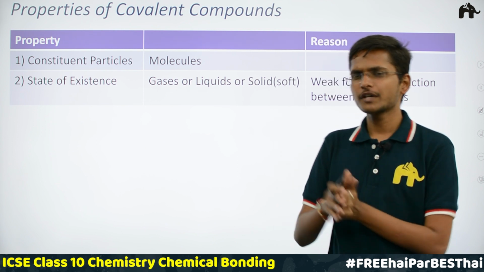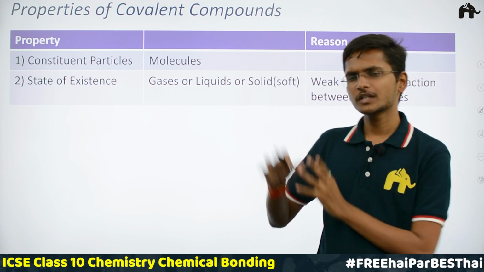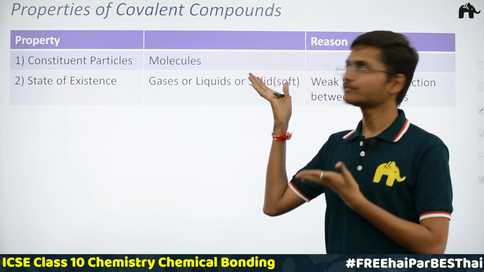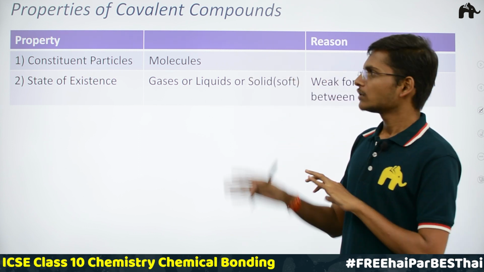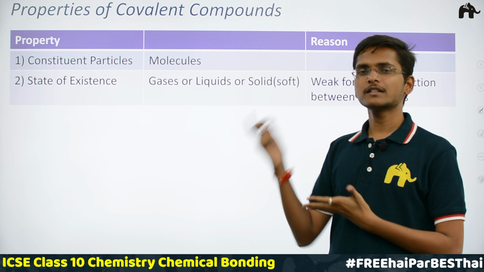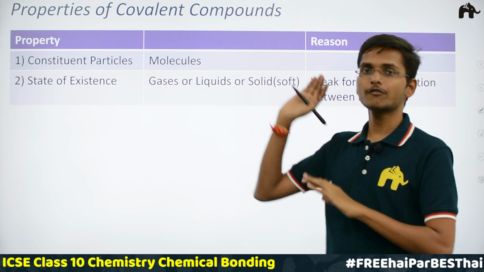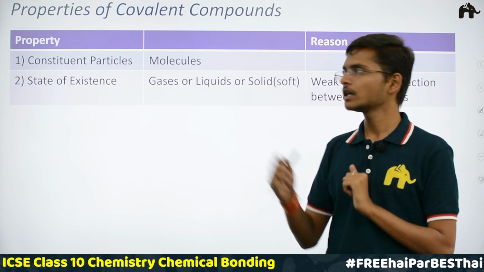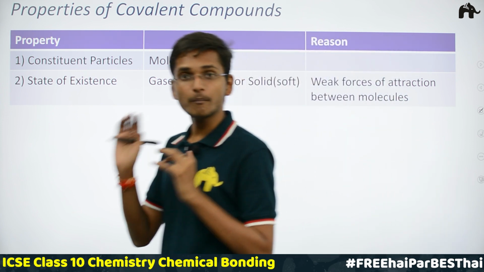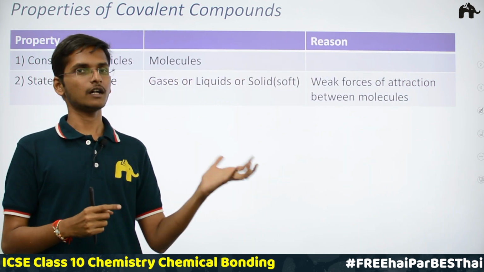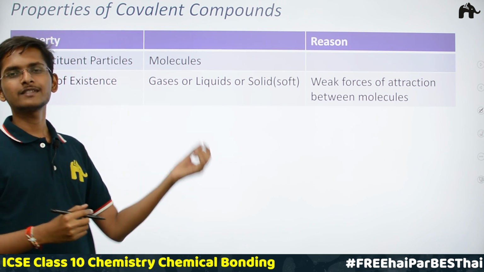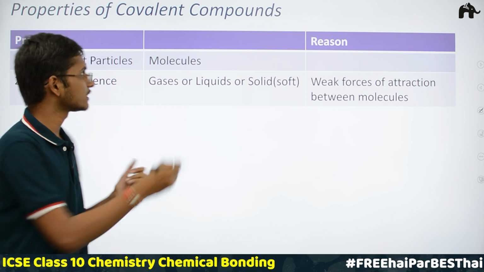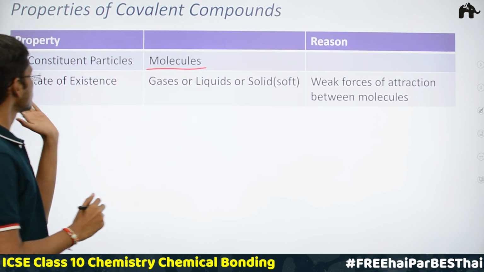So now we are moving on to the next topic, the last topic for the covalent compounds, which is properties of covalent compounds. The same pattern we followed for the properties of ionic compounds, we are going to follow for covalent compounds. First property, the constituent particles. We already know they are molecules. HCl, Cl2, H2, N2, O2, these are molecules, right?